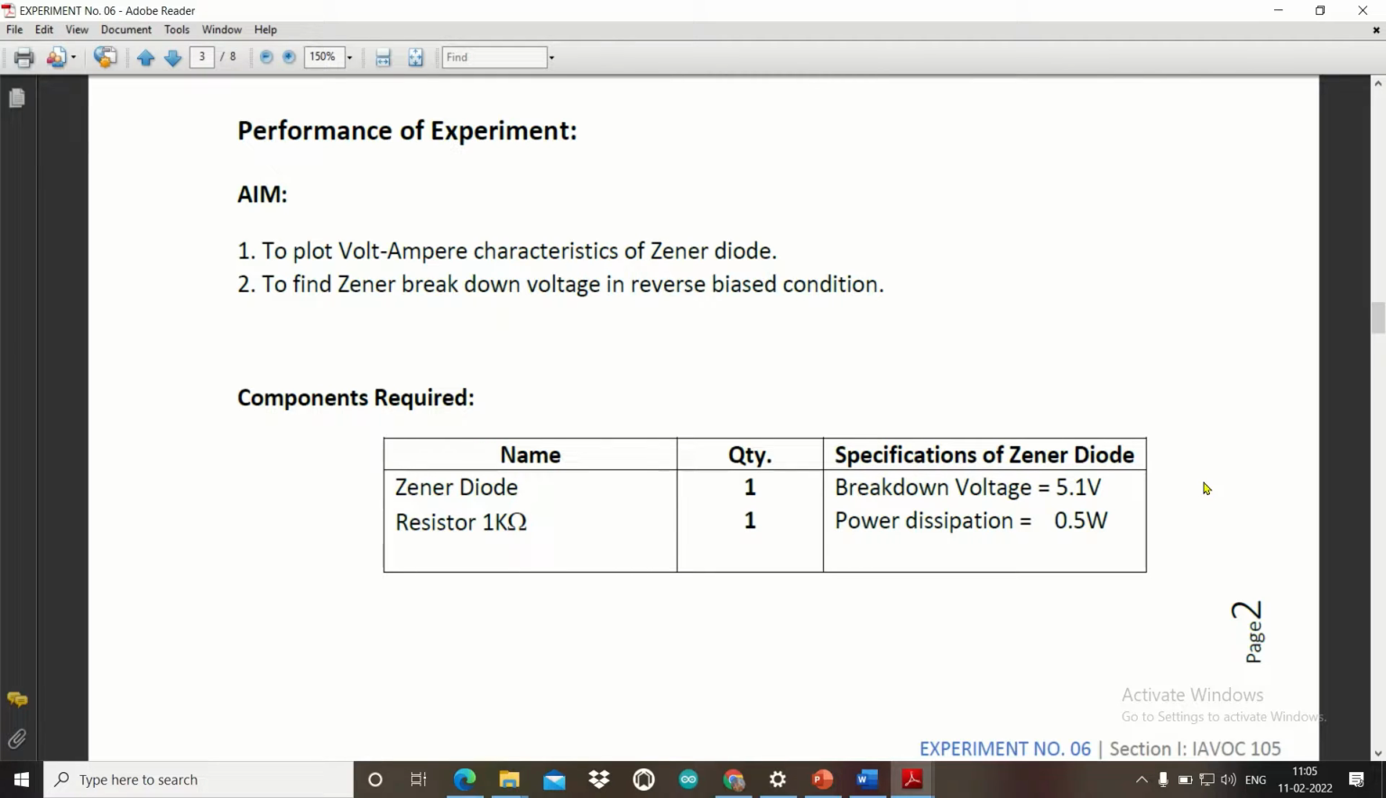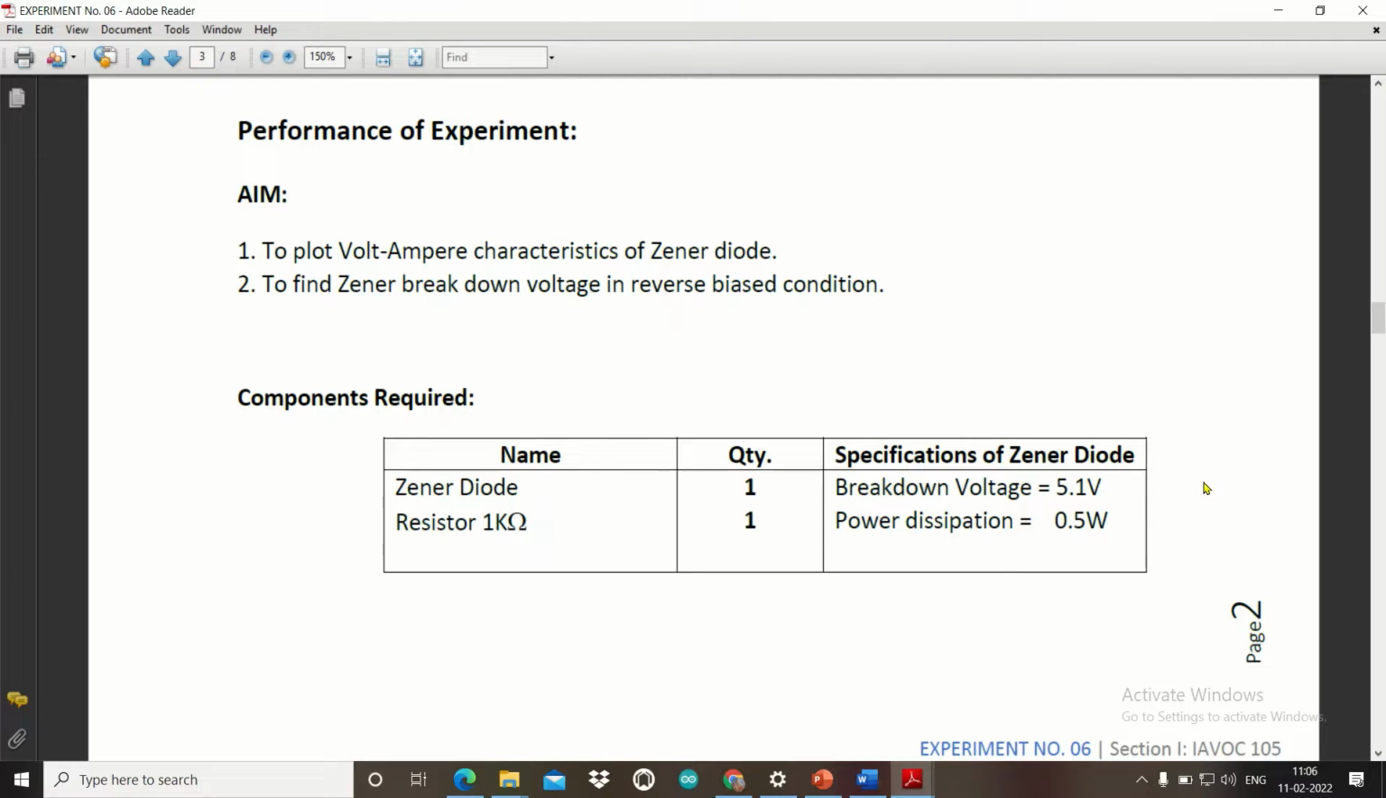That means even if you change the voltage across the Zener, the output voltage will remain constant at 5.1 volt. That is the basic characteristic of any voltage regulator, that even if there is a change in input voltage, the output voltage should not change. However, there will be proportional increase in current.